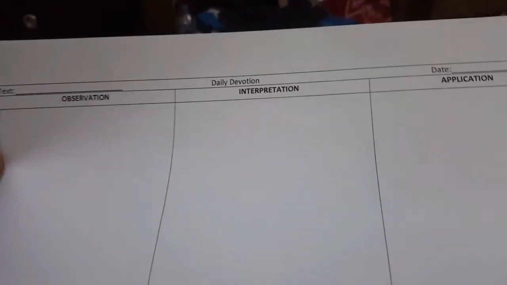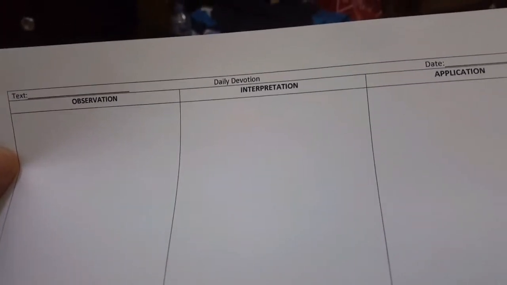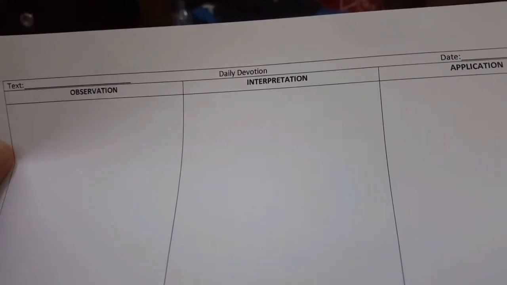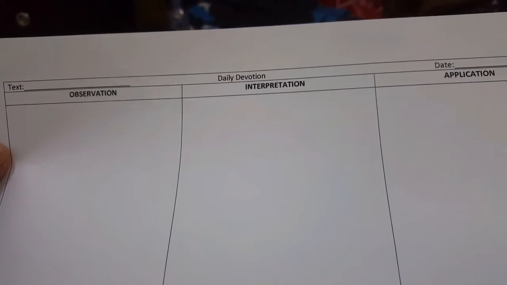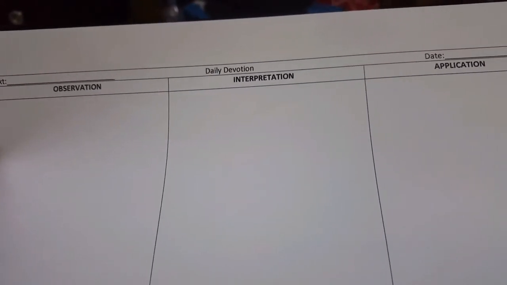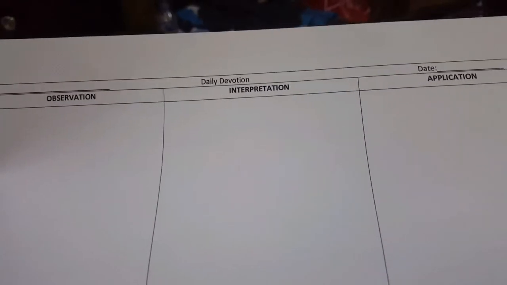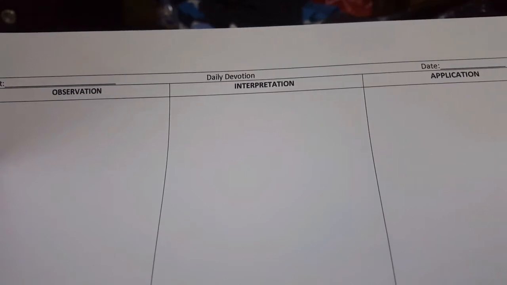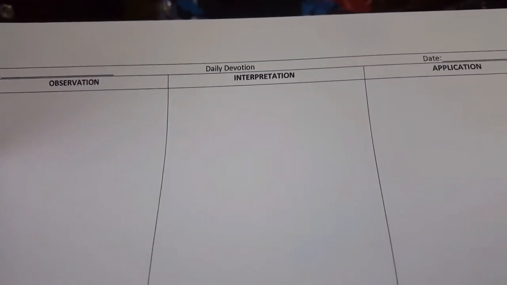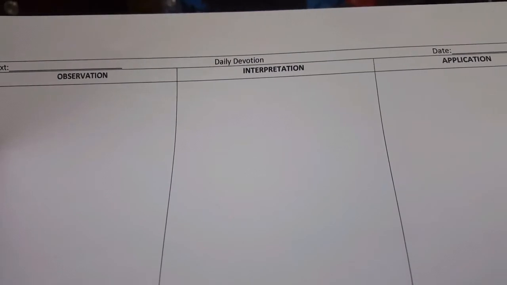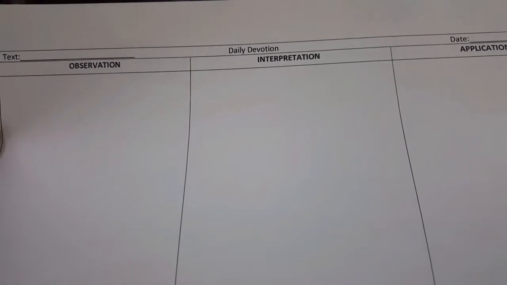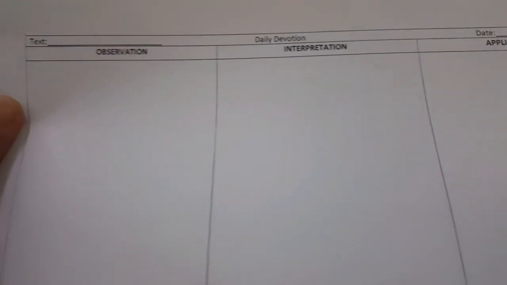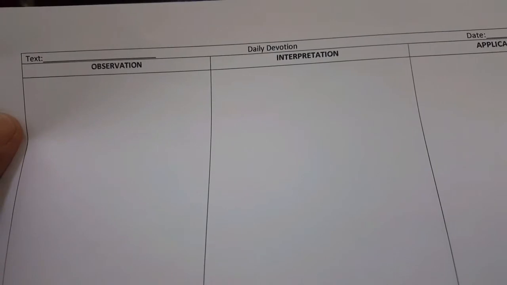Now in interpretation, it answers the question why and how. Like why he said this, why he has that reaction, why he did that. So basically in interpretation, we can come up with some principles, some lessons, all the things that we have observed based on our observation.